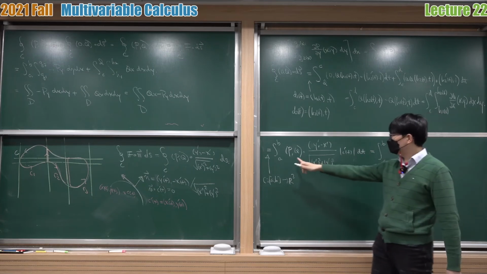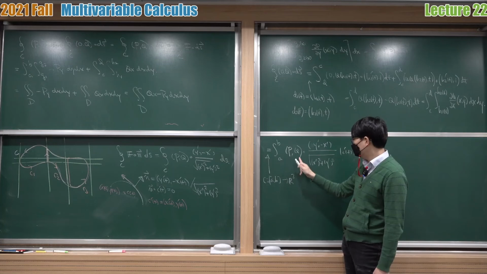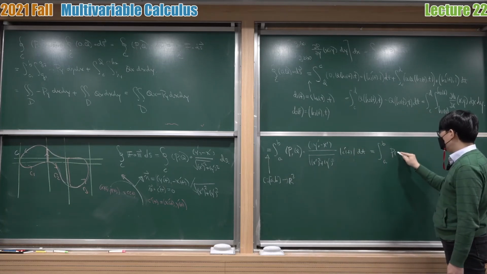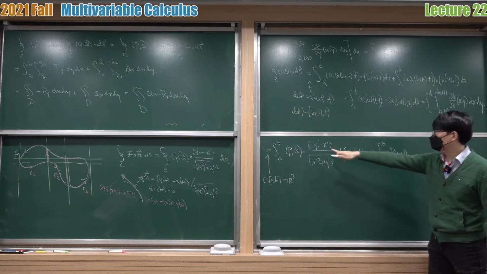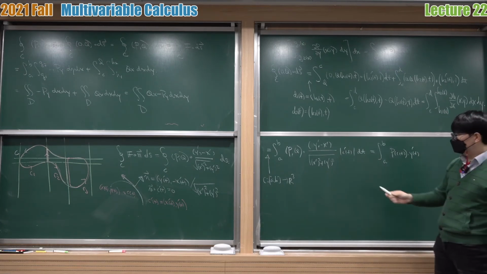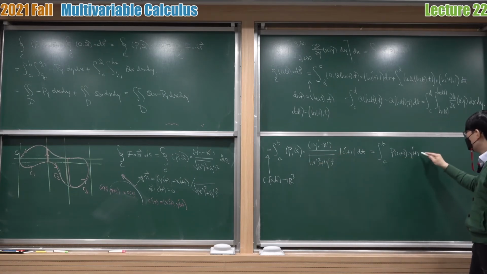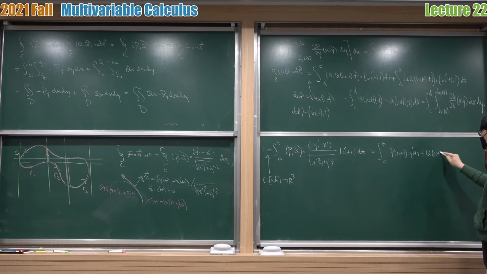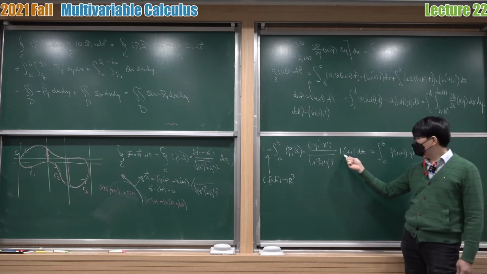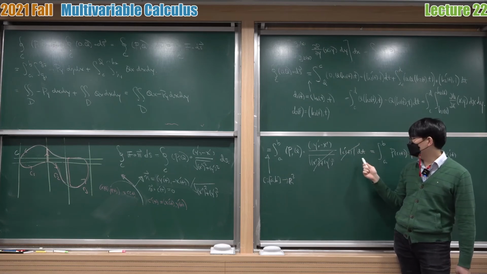So these P and Q are evaluated at C of t. So that's going to be P(C(t)) times y prime t, okay? And then Q, minus Q(C(t)) times x prime t. So the norm of C prime t is equal to the denominator here, so this cancels out. We have only dt left.